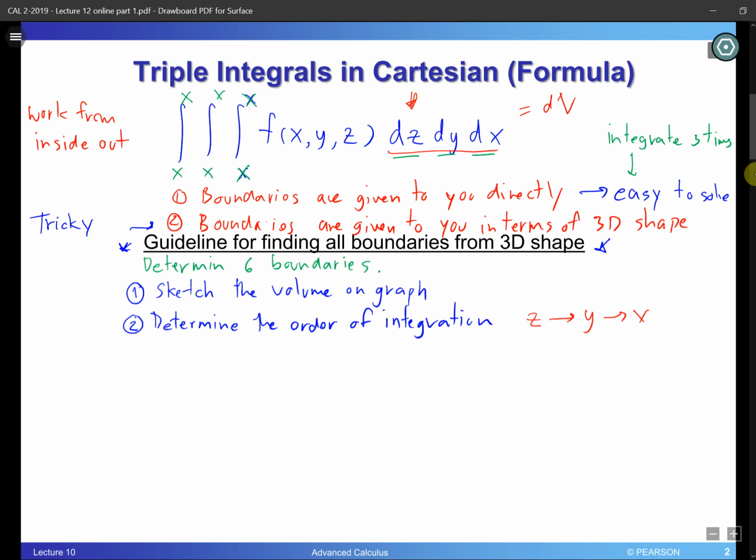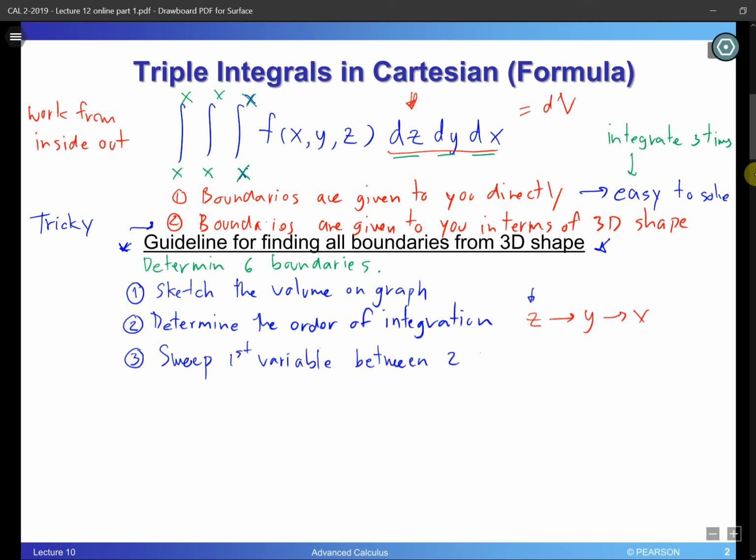Alright, now number 3, sweep the first variable. This is about integrating now. Sweep first variable. In this case, it is going to be this z. Between two surfaces, that is the key point. Variable between two surfaces. You might ask, what surfaces are you talking about? You'll see what that is. But this is the key word. The first variable has to be done between two surfaces.